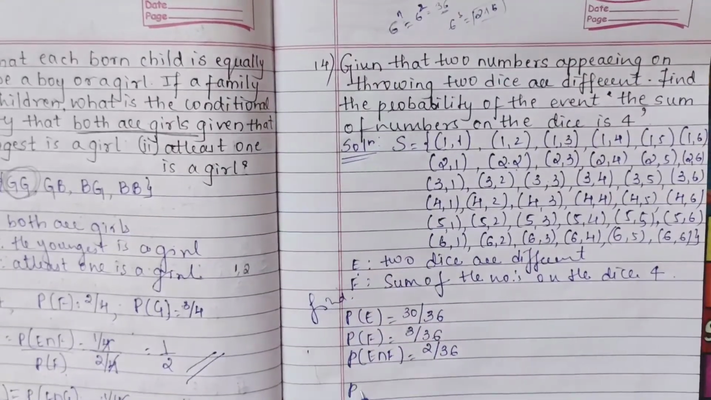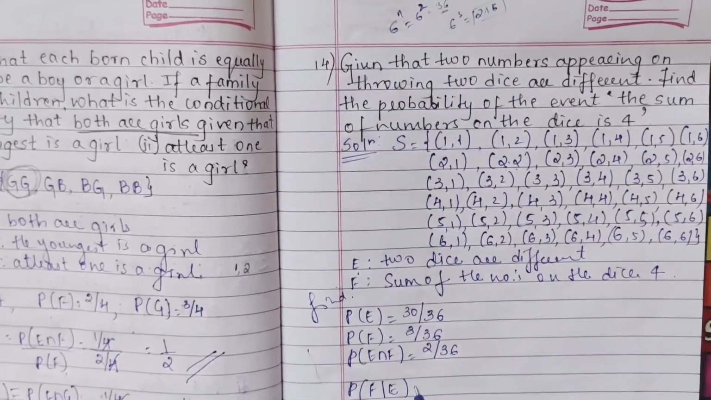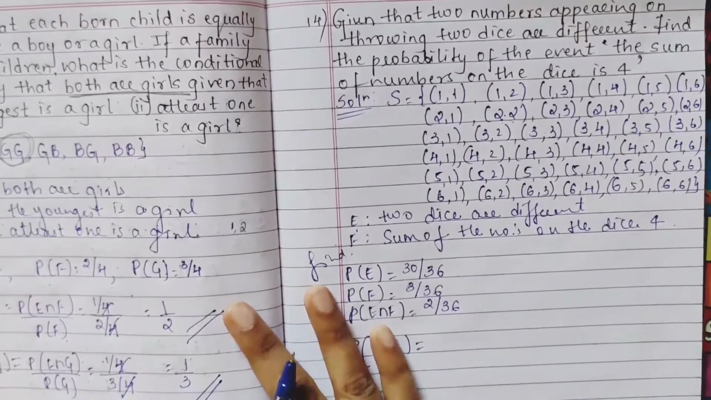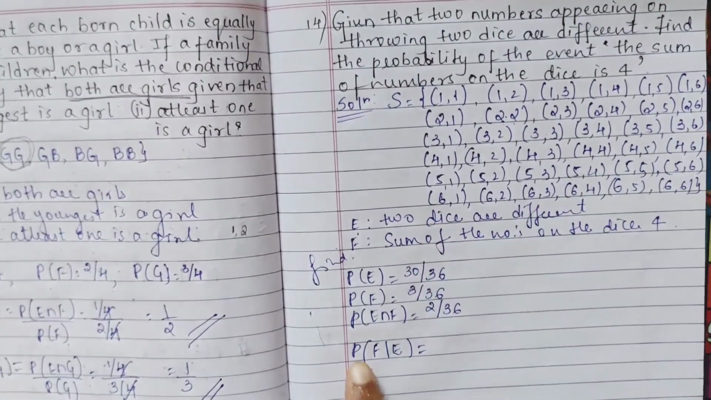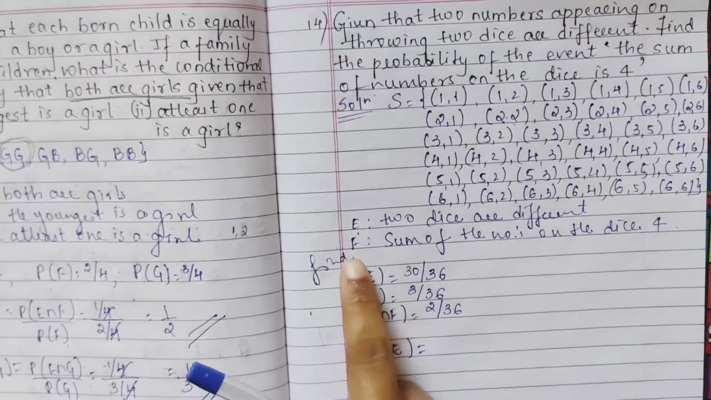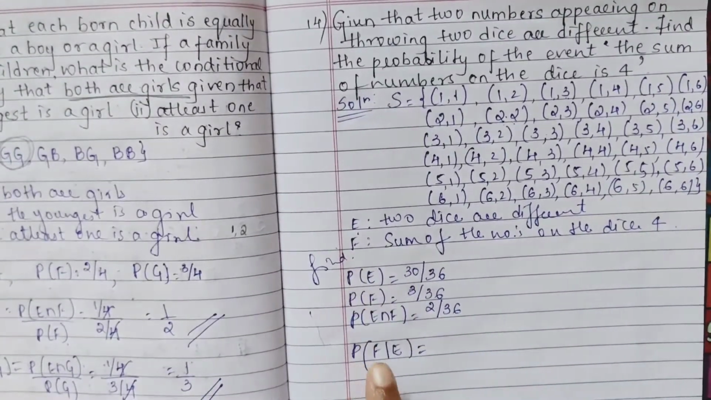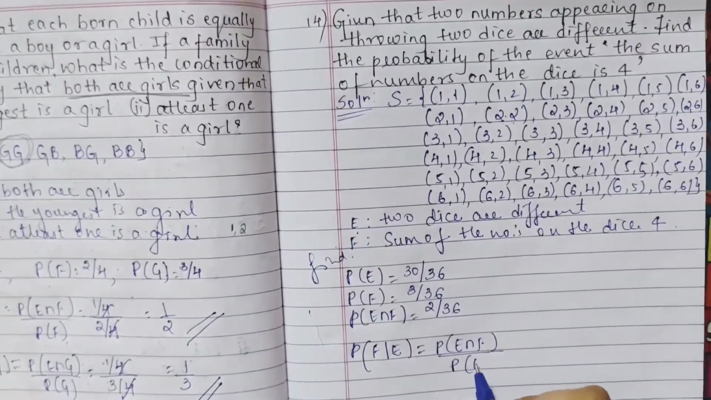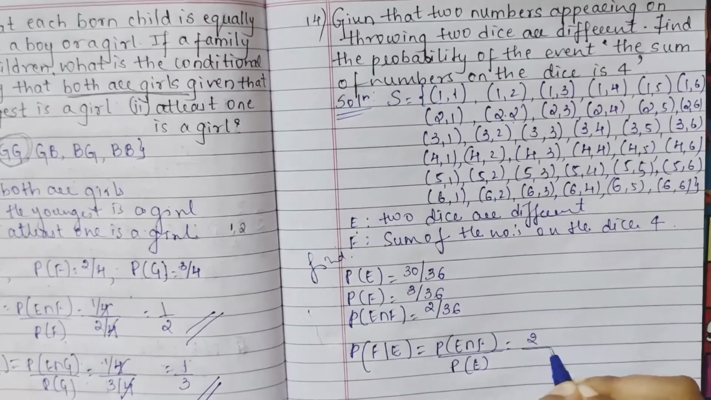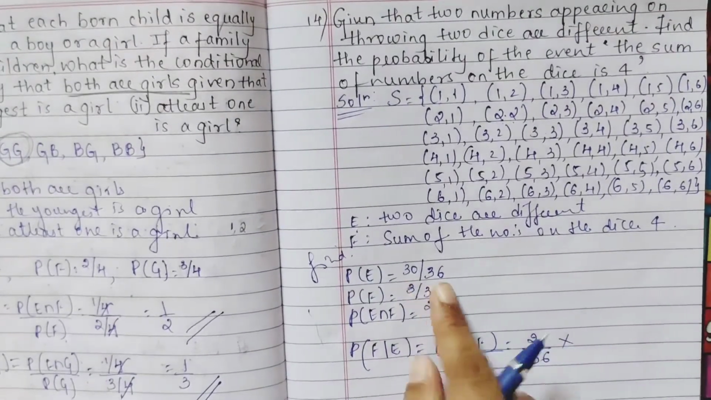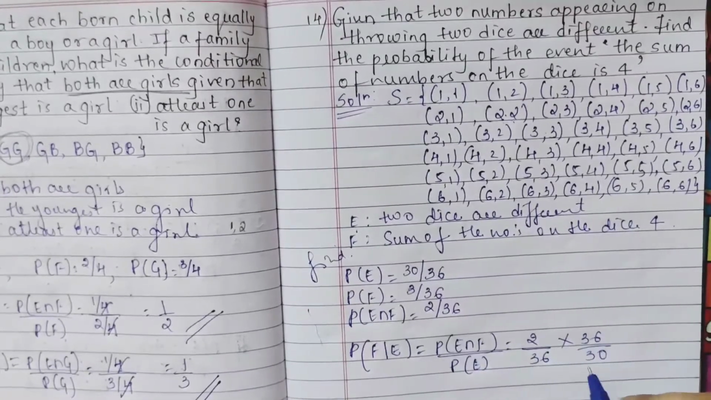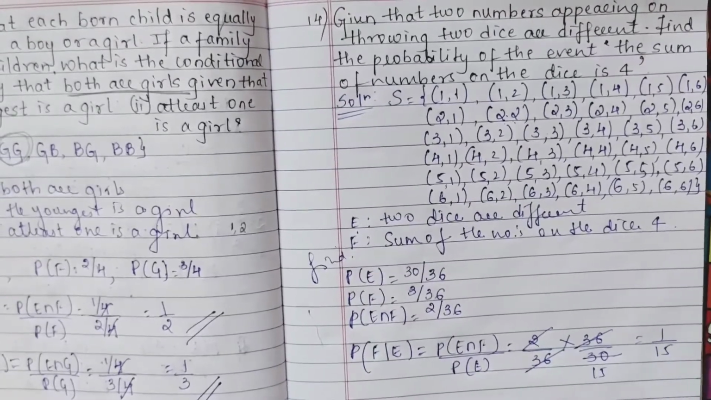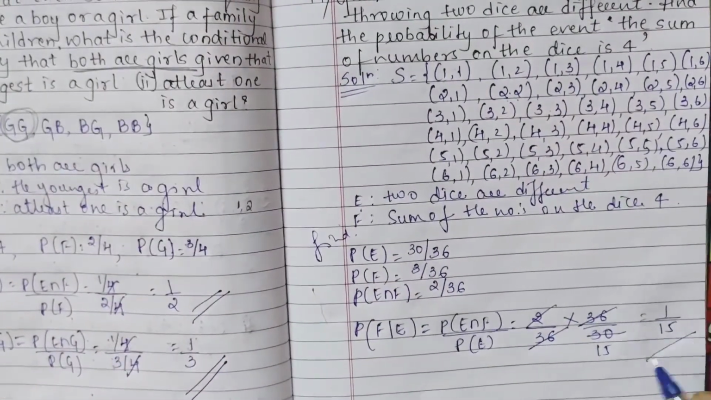Now you have to find your P of F by E. Usually it would be P of E by F, where E probability you would be finding. Here they have said to find the probability of F, so you have to write F by E. So you will get P of E intersection F divided by P of E. E intersection F is 2 by 36, P of E you will get 30 by 36. So 36 gets cancelled, 2 ones are 2, 2 fifteens are 30, so you will have 1 by 15. So your answer is 1 divided by 15.